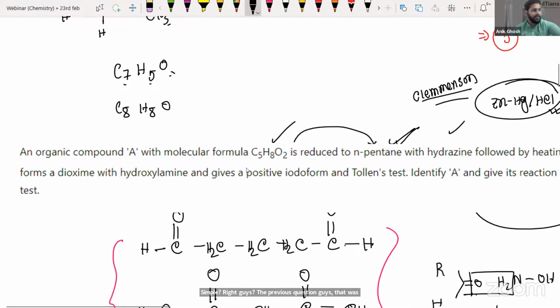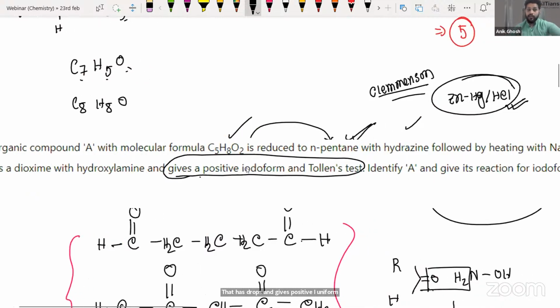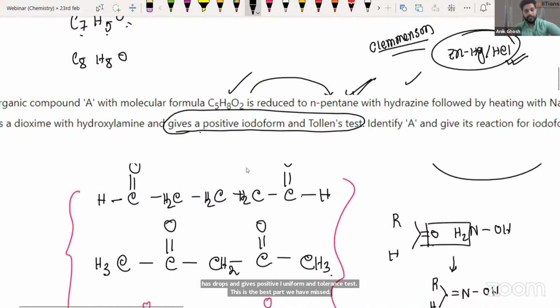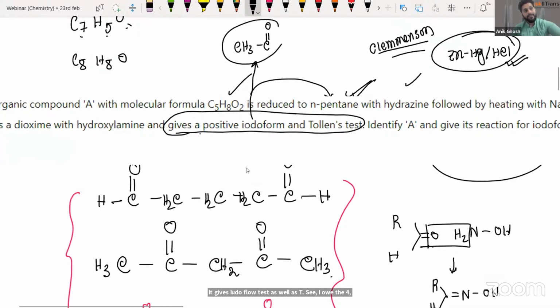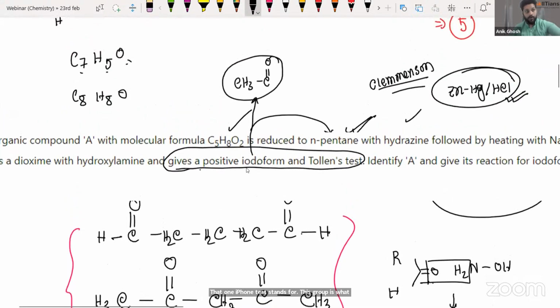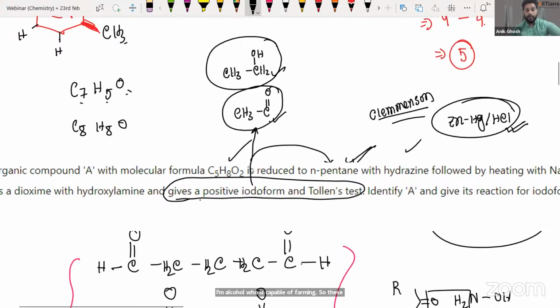Okay, the previous question, guys, that was the last step of the previous question. I have changed it. You can see that it gives positive iodoform and Tollens test. This is the part we have missed. It gives iodoform test as well as Tollens test. See, iodoform test means there is a keto methyl group present. That's what iodoform test stands for. Either this group or this group, or an alcohol that is capable of forming a keto methyl group. So these two groups give a positive result in the haloform reaction, right?